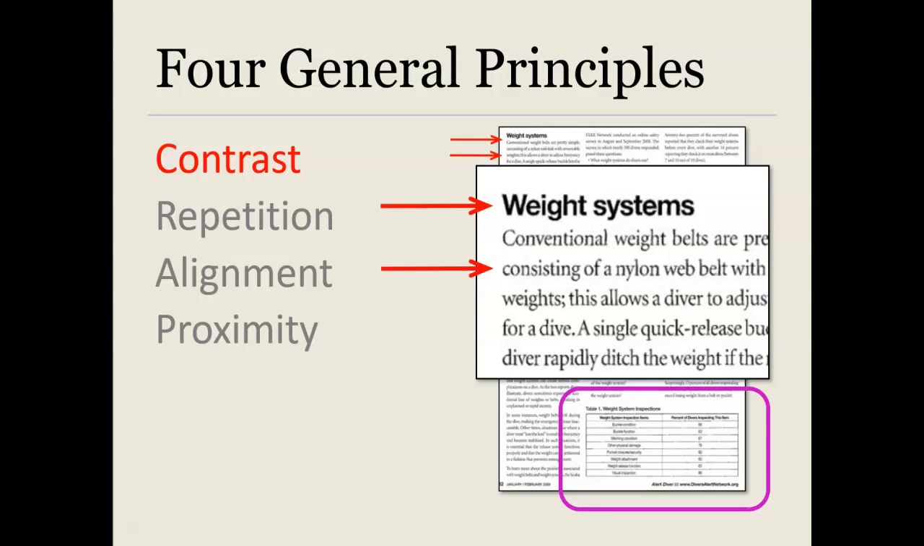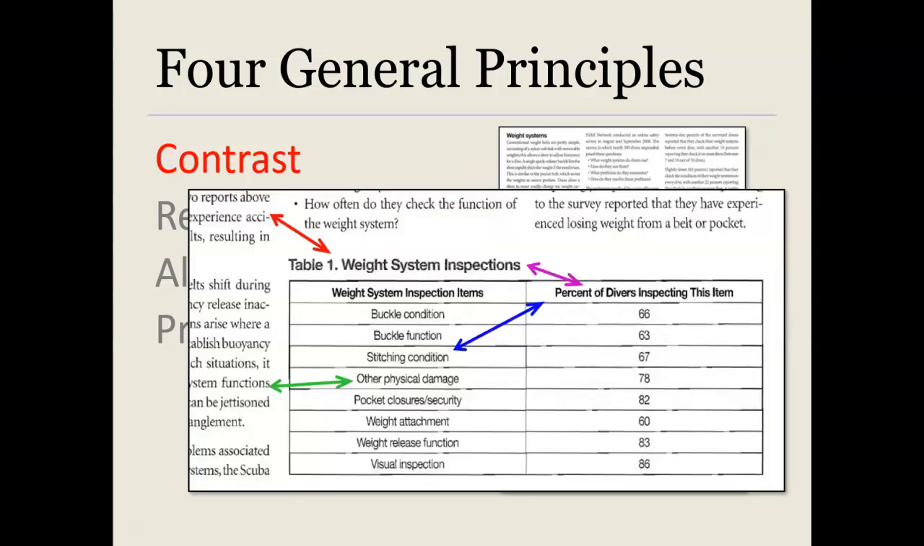Here's another example of contrast in this table down at the bottom. Take a look at the red arrow. What contrast do you see between the main text on the left and the Table 1 Weight Systems Inspections on the right? Well, there are a couple of different ones. For example, the size is different. The weight is different. The fonts are different. So if you look at the main text and the heading text, again, the letters are different shapes.